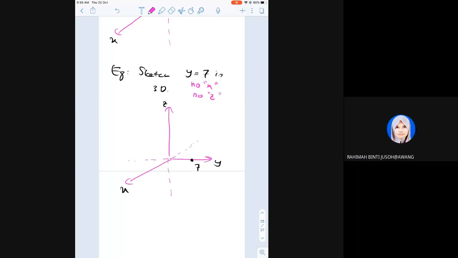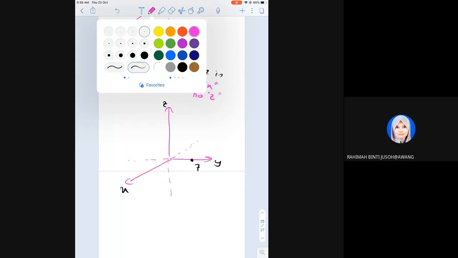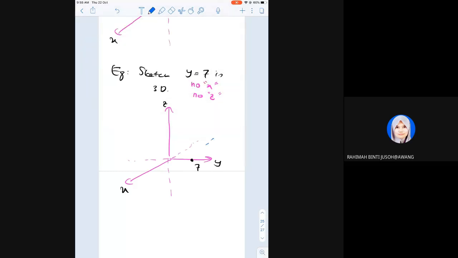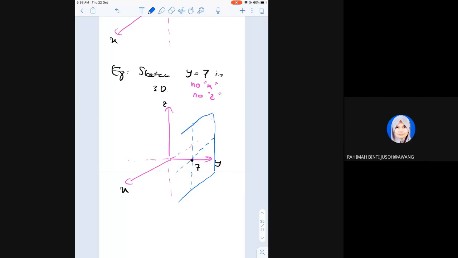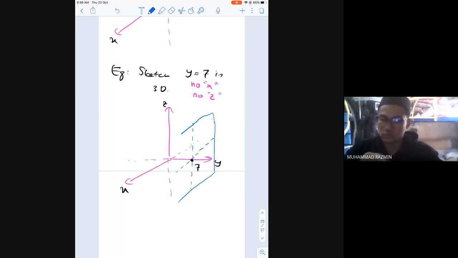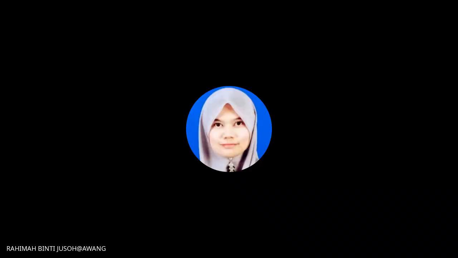So it is parallel along the X axis. When parallel along the X axis, it looks like this. Undo. I will use blue color. So it will be parallel along the X axis, and it is also parallel along the Z axis, so it is vertical. Like this, right? Okay, after that you just continue, left right, up down, just like this. So that's the plane, Y is 7 in 3D.